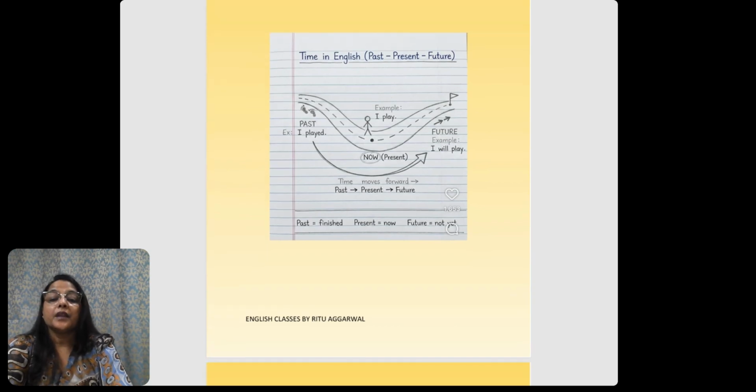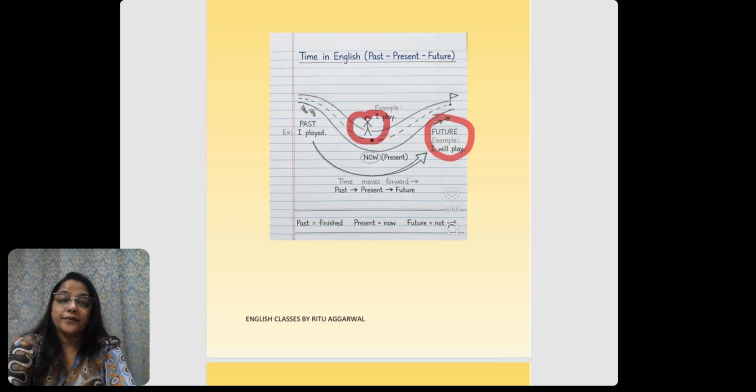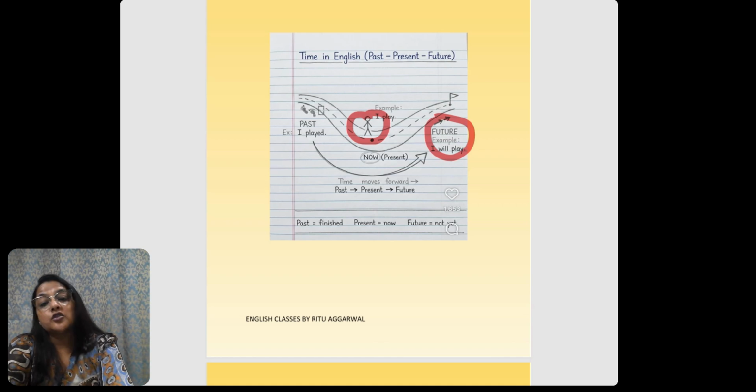See this. Here's a man standing here, right? What is he doing? I play. Whatever he's doing right now is the present tense. Whatever he'll be doing in the future, it is I will play, that is future tense. I played, he's already played. So if you see, the steps are back.